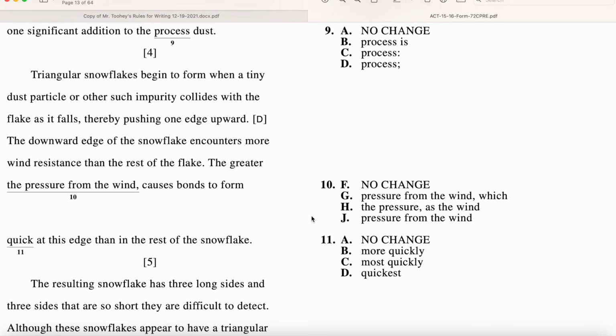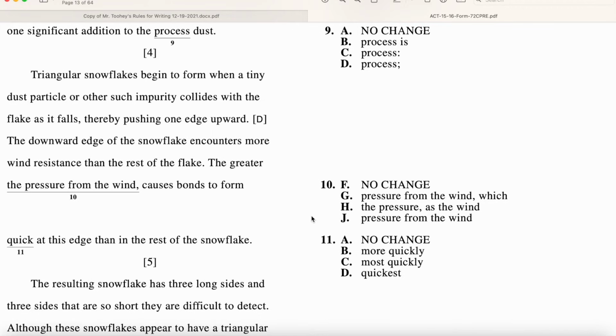I know it's a little bit tricky because we've got to fix number 11 as well, right? Do you see that? And I think that feels a little bit off. We'll test that again. But here you might want to actually answer number 11 first, just because I think that one's easier to determine. What did you think about A for number 11? Causes bonds to form quick at this edge. It's not good.